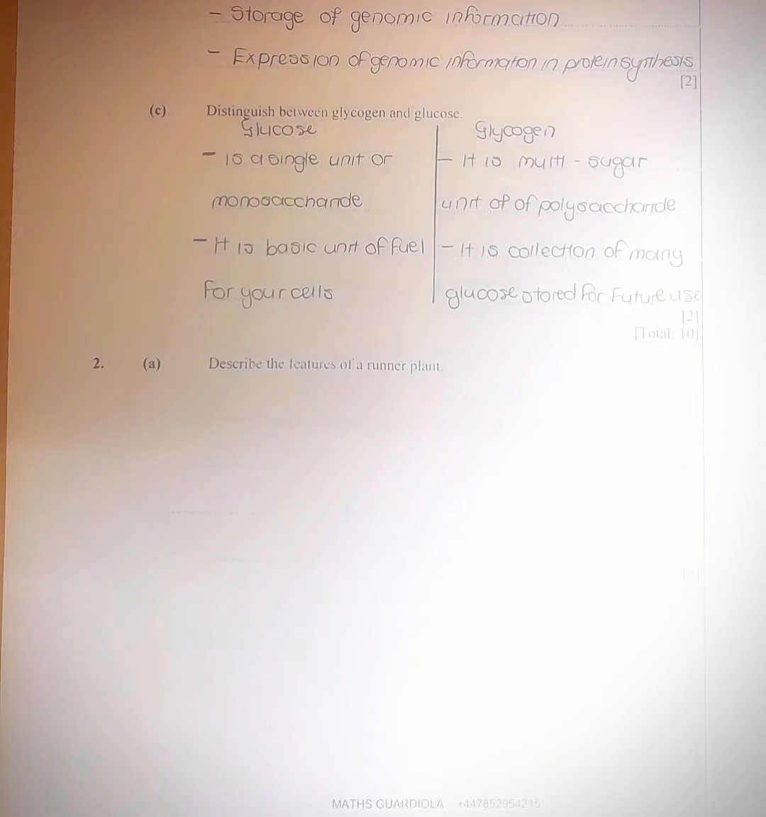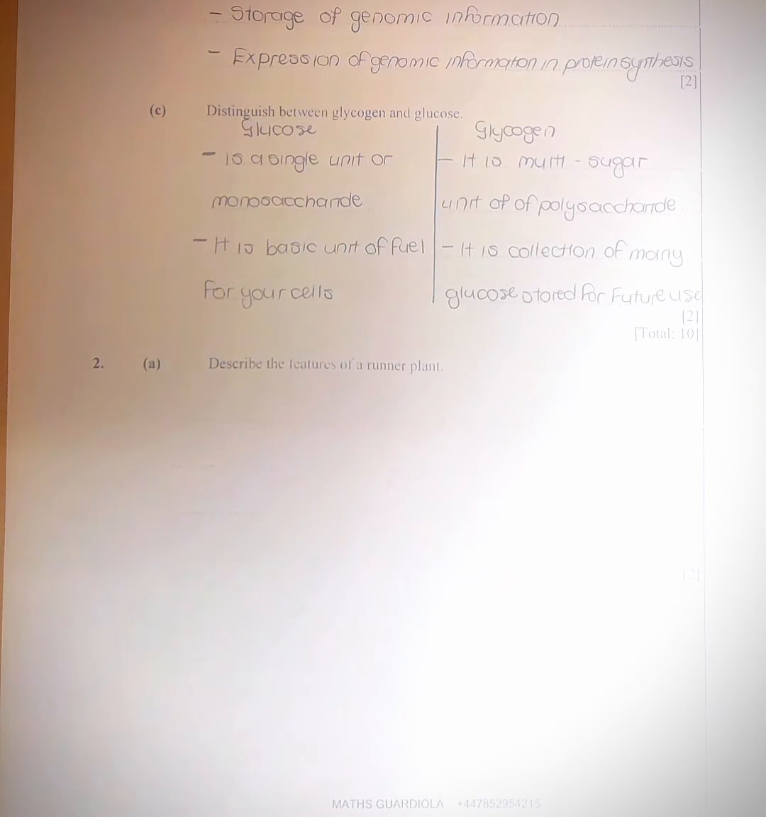Let us now proceed to number 2A. Describe the features of runner plant, 2 marks. So when you are saying a runner plant, it is the one that produces long stems, which are also known as stolons, that grow along the ground, producing a new plant at their tips.